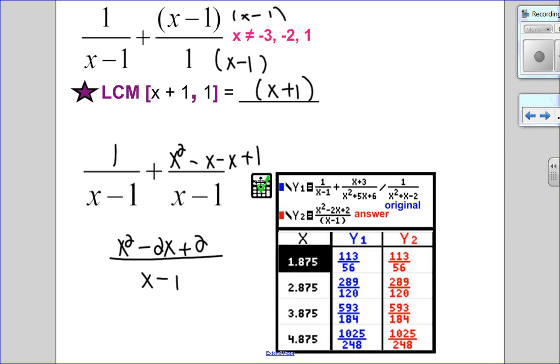So again, always go to your graphing calculator to check original in y1, answer in y2, and you can see in the table that it matches. So when it comes to adding and subtracting, equivalent fractions are the key.